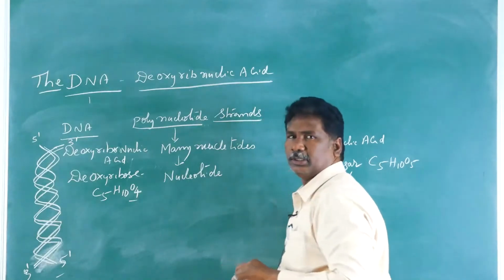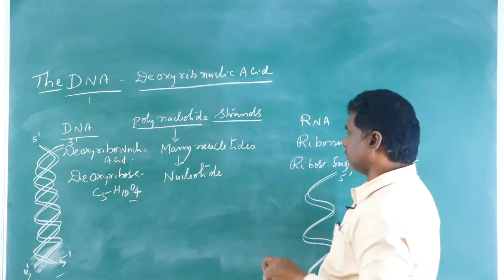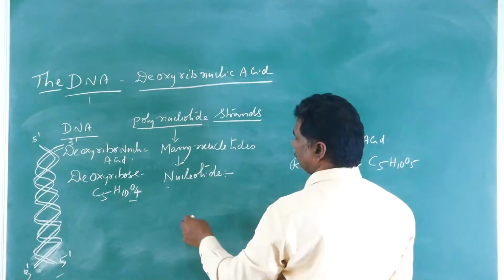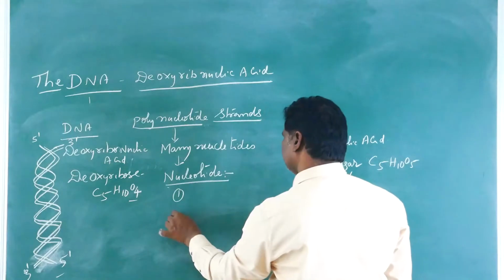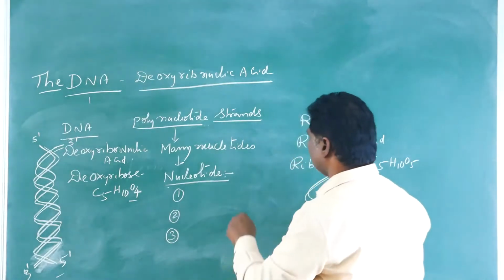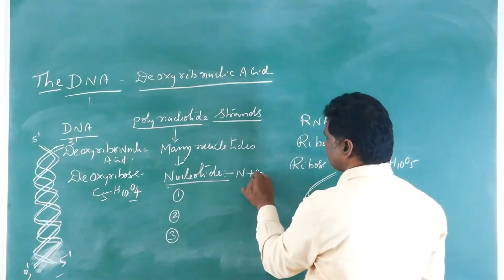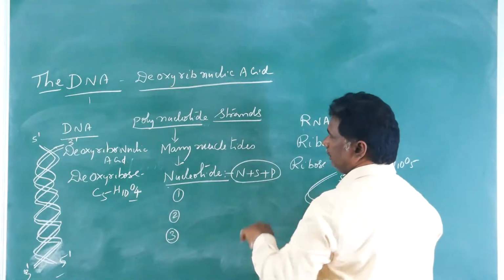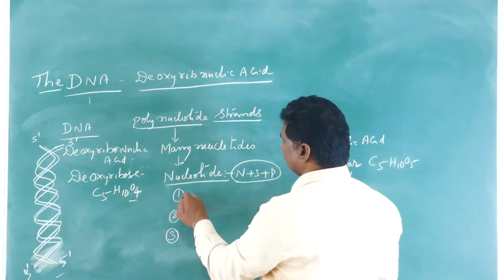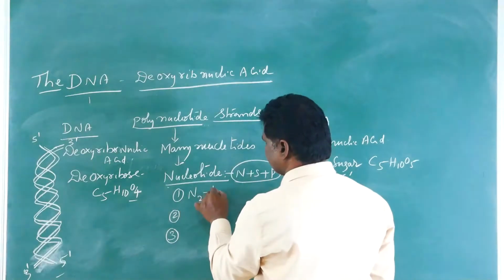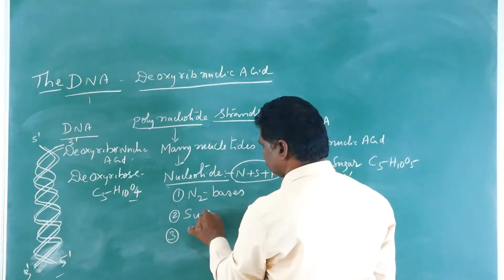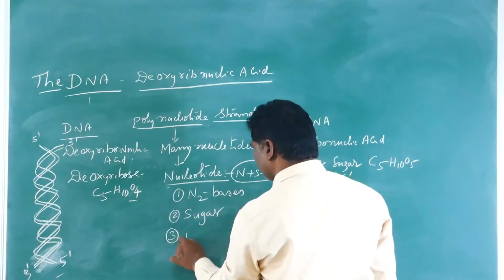First of all, you can see the structure of a nucleotide. Each nucleotide contains three parts, simply N plus S plus P. The nucleotide contains first nitrogen bases, second sugar, and third phosphate.